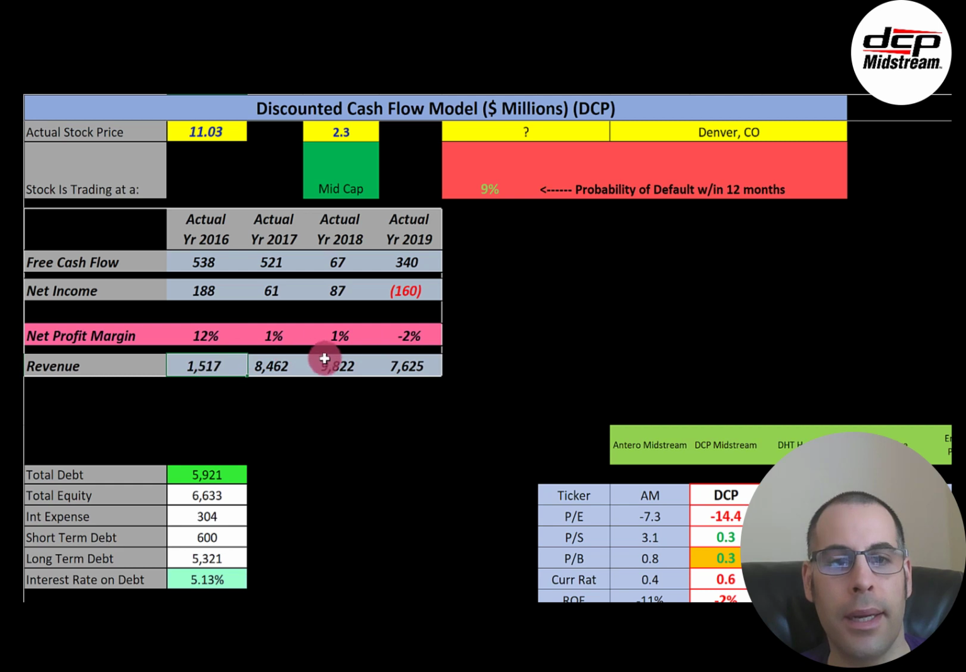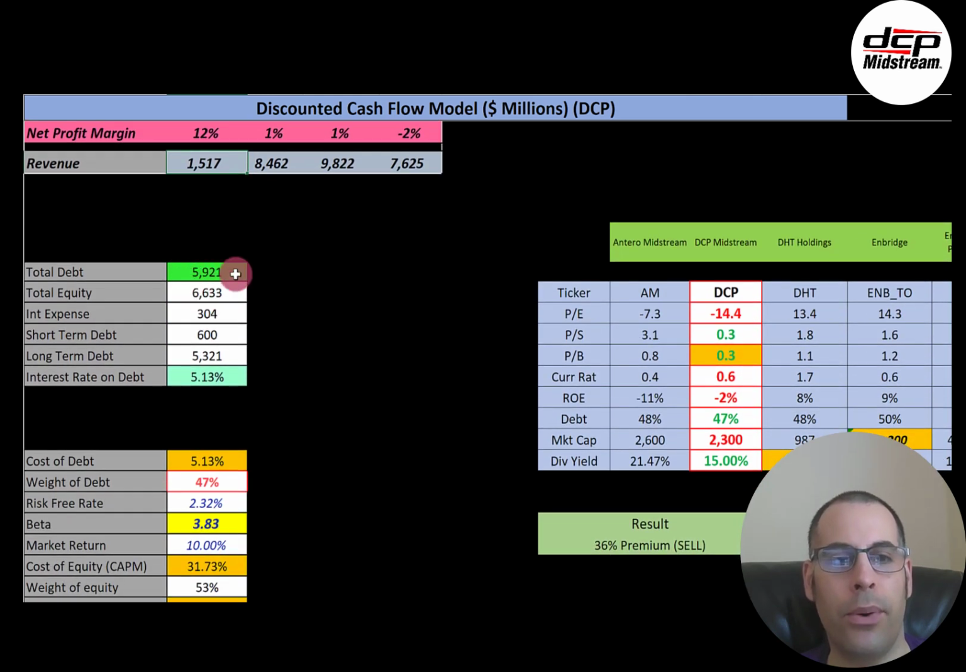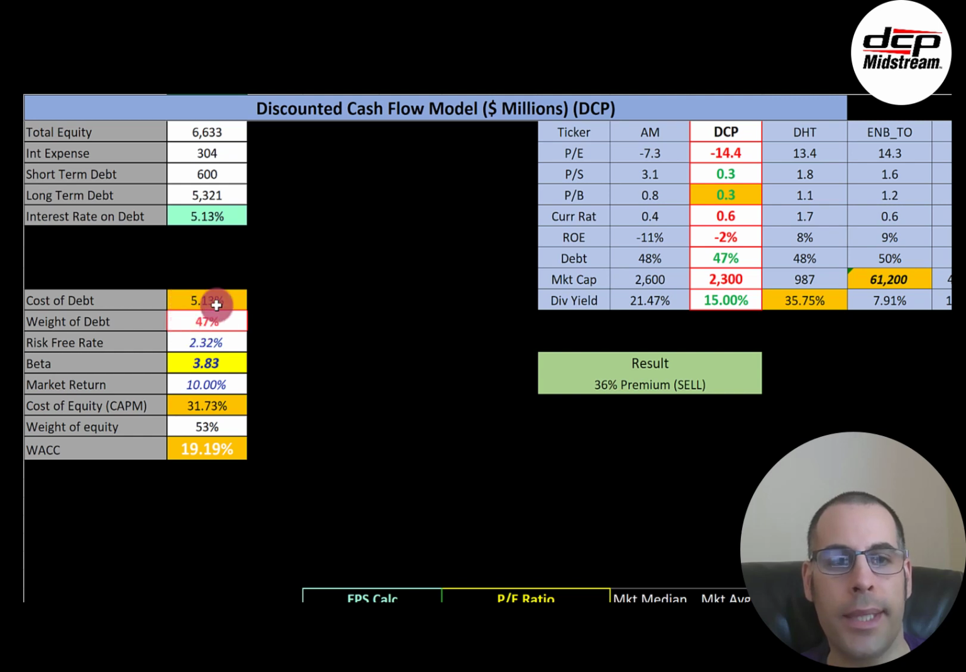That's pretty amazing. It did drop from 2018 to 2019, but it's a really big increase from 2016. Let's look at the capital structure. $5.9 billion of debt. They pay 5.1% interest on their debt. Since they don't pay taxes, that's the cost of debt. 47% of that capital structure is debt, which means 53% is equity.